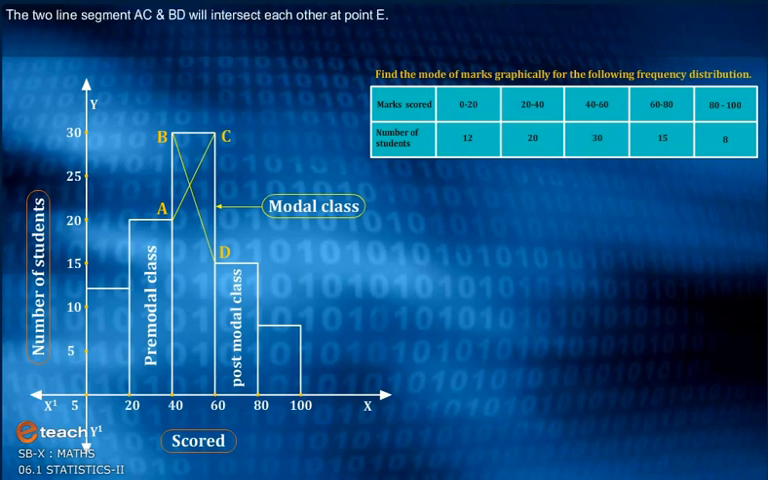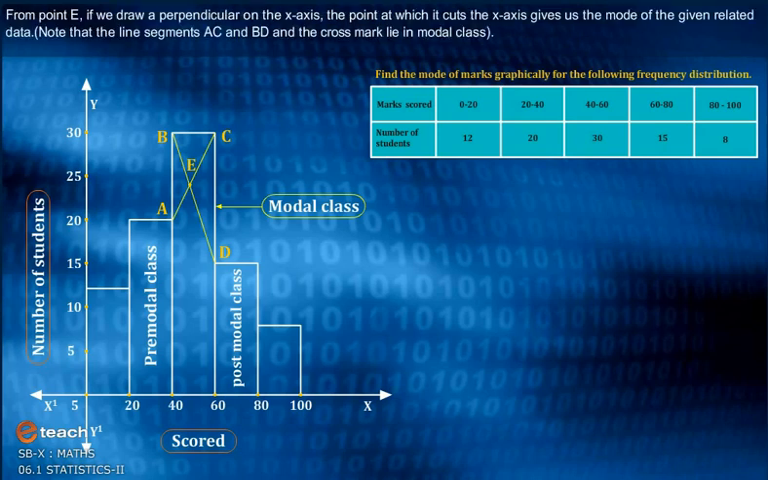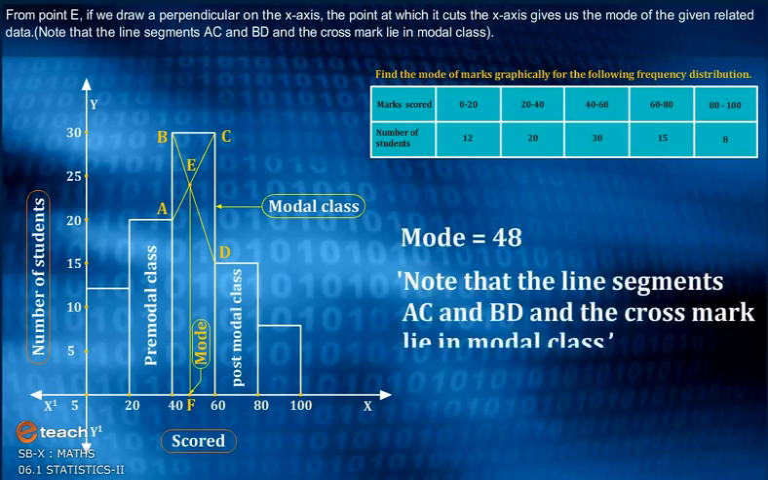The two line segments AC and BD will intersect each other at point E. From point E, if we draw a perpendicular on the x-axis, the point at which it cuts the x-axis gives us the mode of the given data. Note that the line segments AC and BD and the cross mark lie in the modal class.